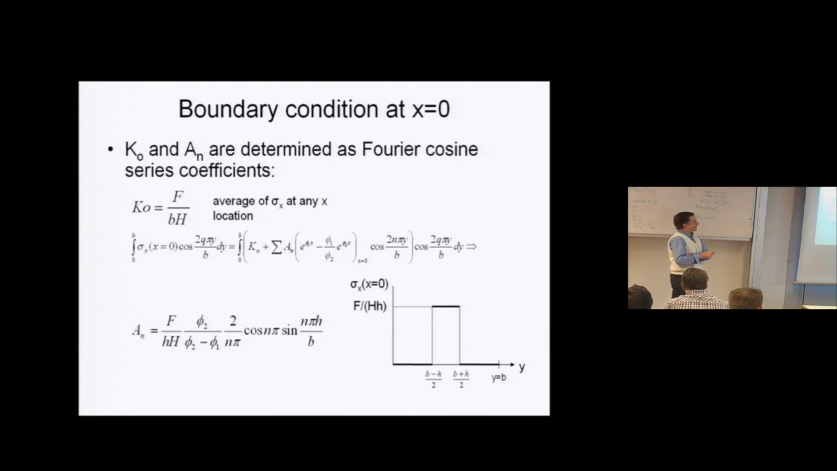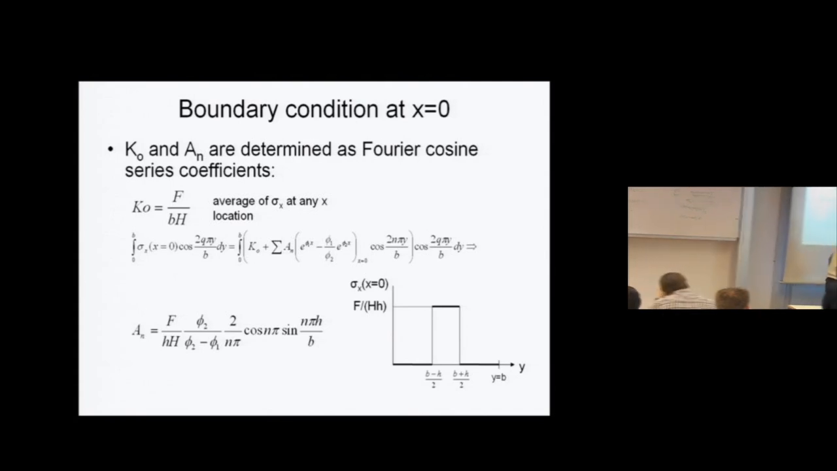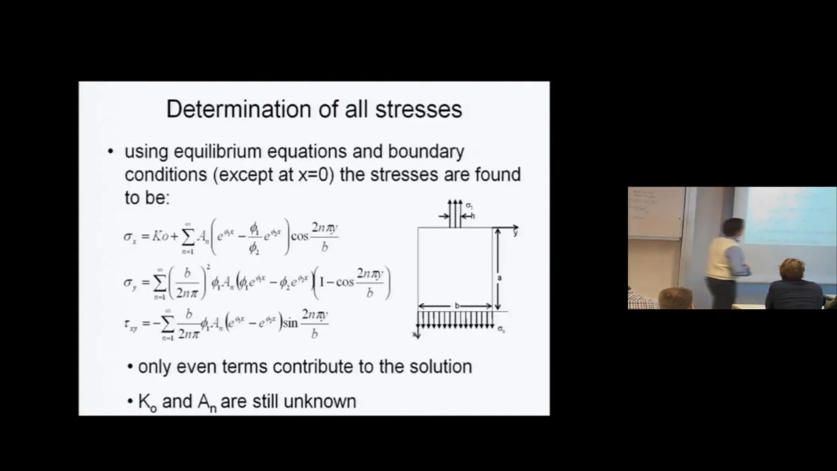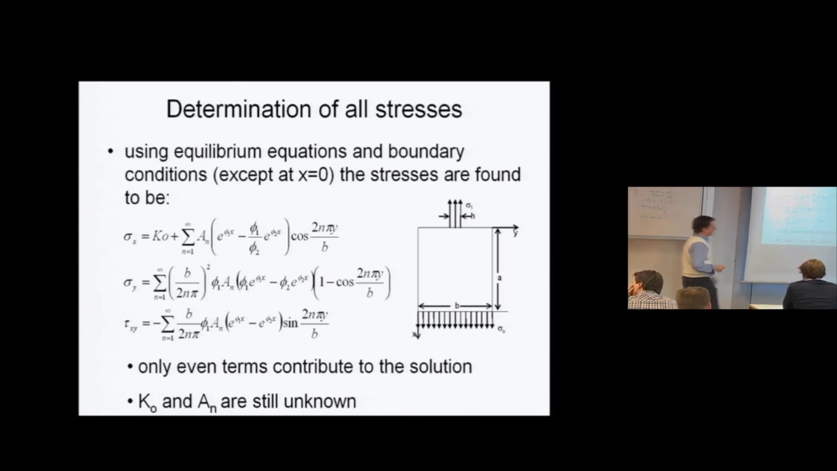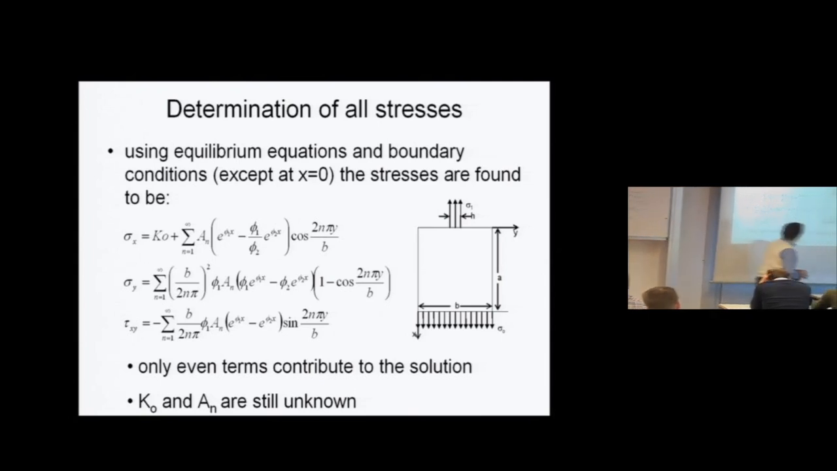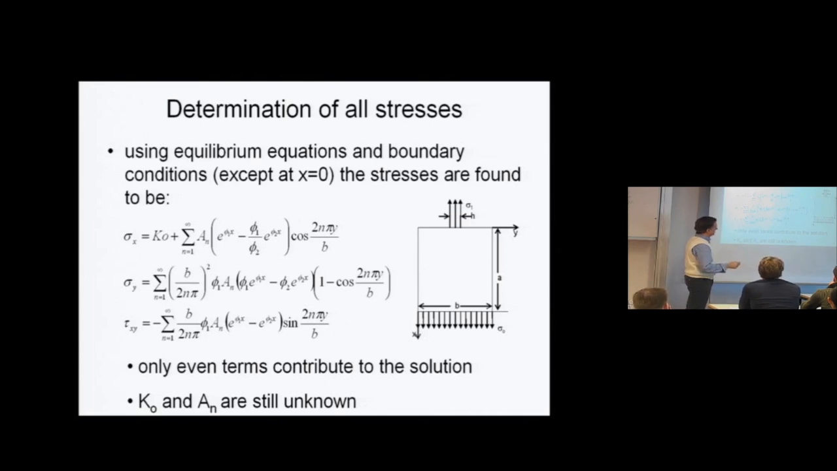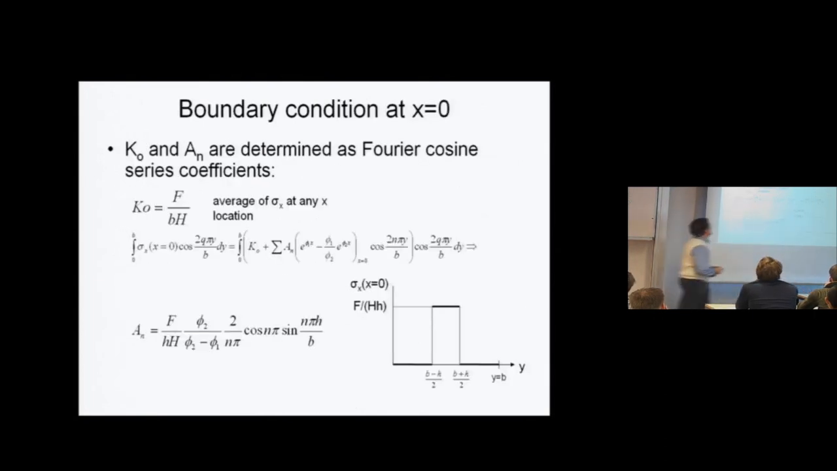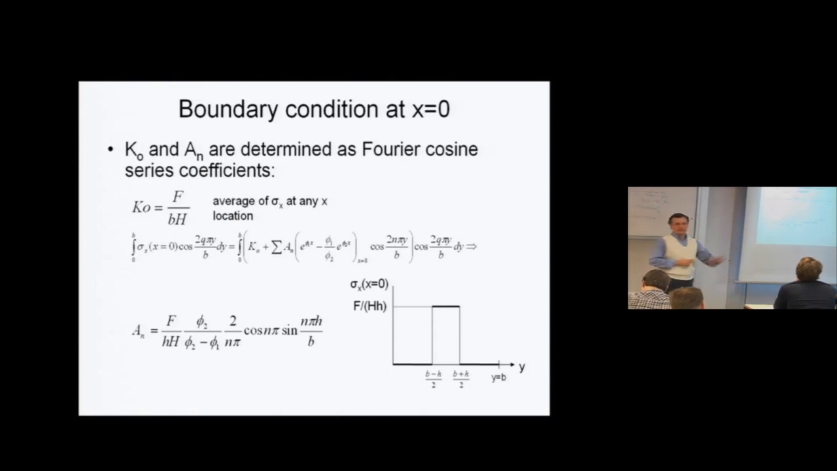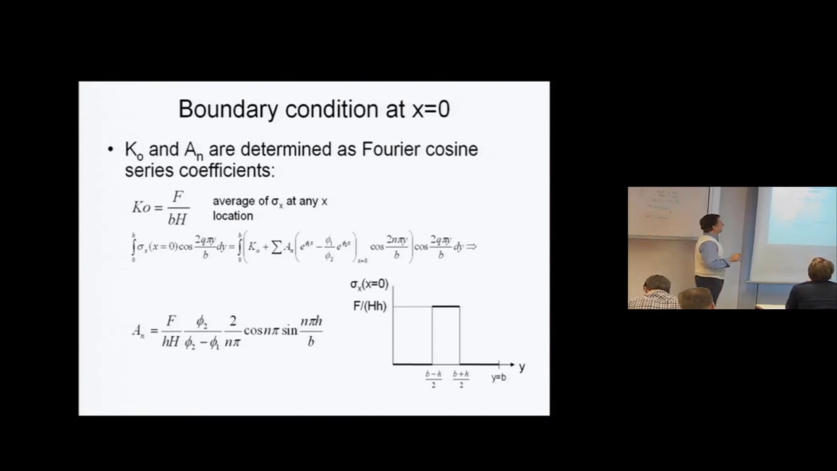Basically, K0 is by definition of Fourier series the average of the function sigma x at any x location. And that average is just the force divided by B times h, the thickness of the plate. So this, the total force divided by BH, is the average stress, and that's what sigma x should be at any x location. If I make a cut along x, I should still find the same value for the average, and you can check that by integrating. You'll find that the y dependence disappears and you are left with F over BH.